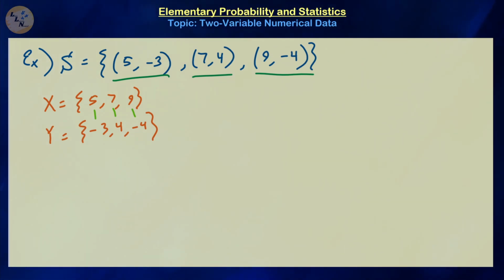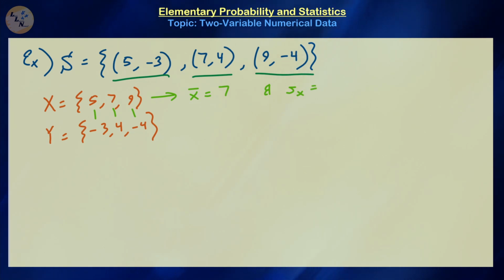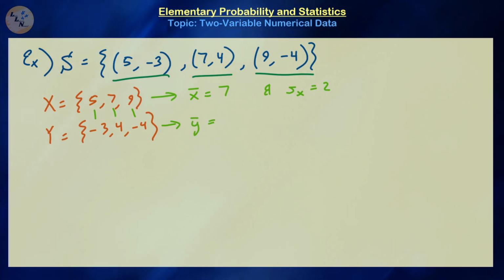So I leave it as a little exercise for you because this is something we did before, that the sample mean for this data set X is going to be 7, and the standard deviation for this data set is going to be equal to 2, and the sample mean for this data set Y is going to be equal to -1, and the standard deviation for Y is going to be equal to the square root of 19. I'm just going to keep it in exact form so I don't have any round off errors.